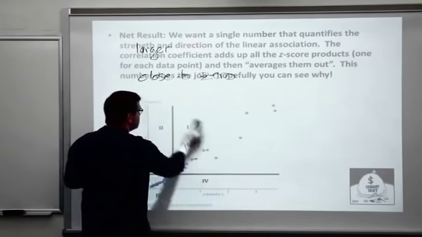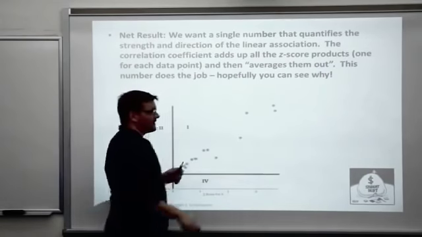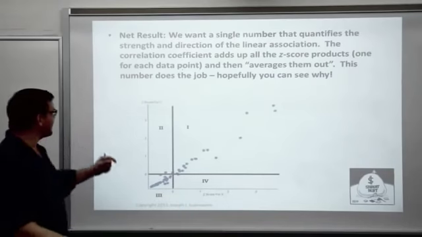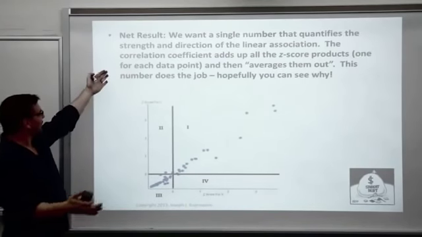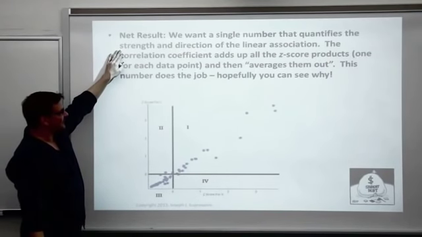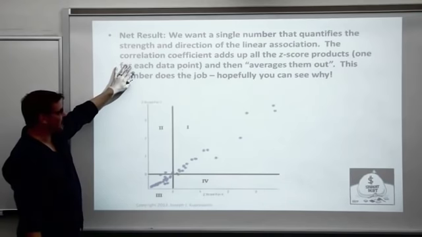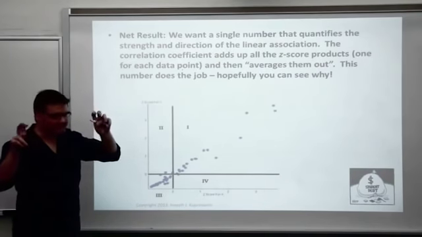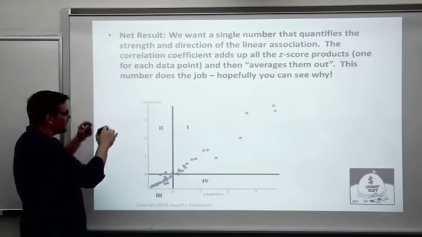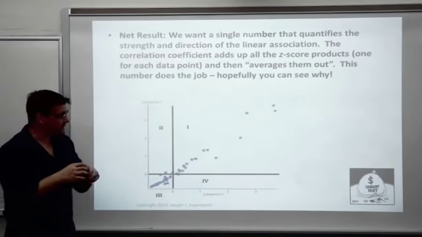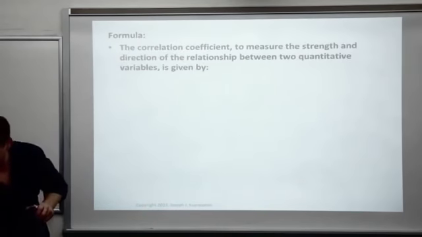Okay, moment of truth. Trying to set the record for the longest video of the whole semester. We want a single number that quantifies strength and direction of a linear association. The correlation adds up all those z-score products and averages them out. In quotes, it's not a true average. The number does the job, and hopefully you can see why it does the job.